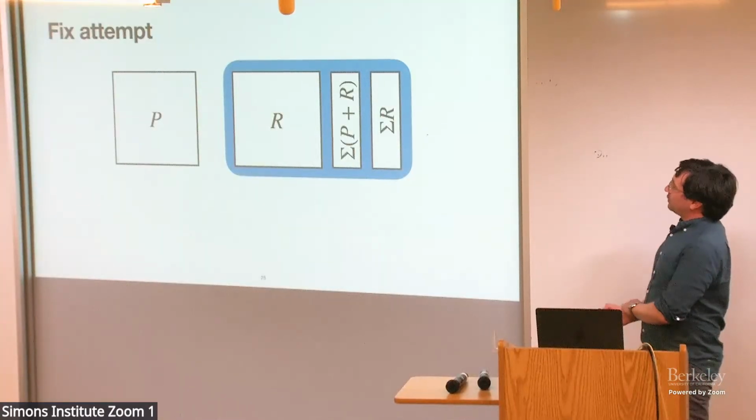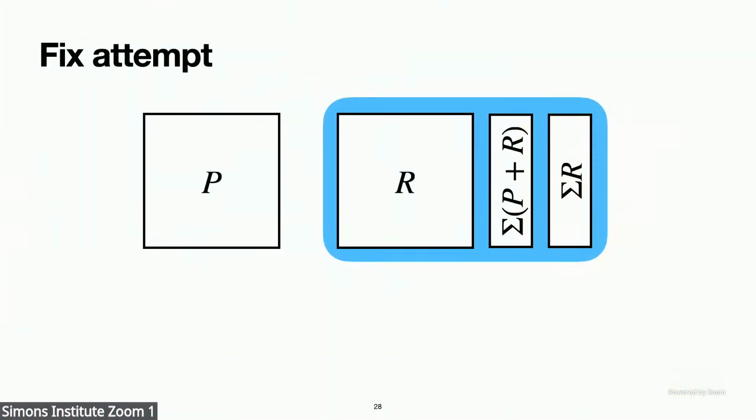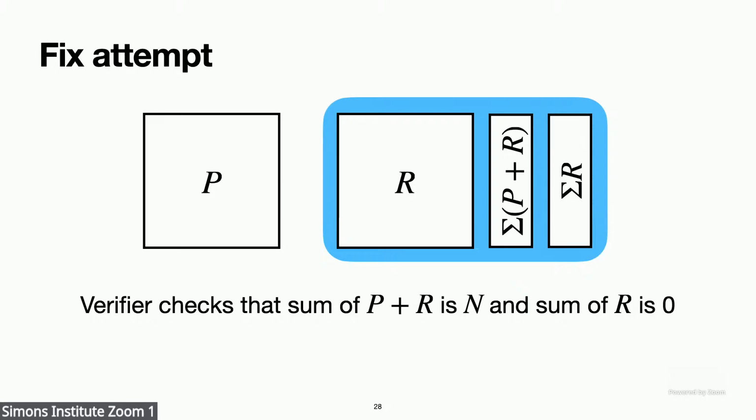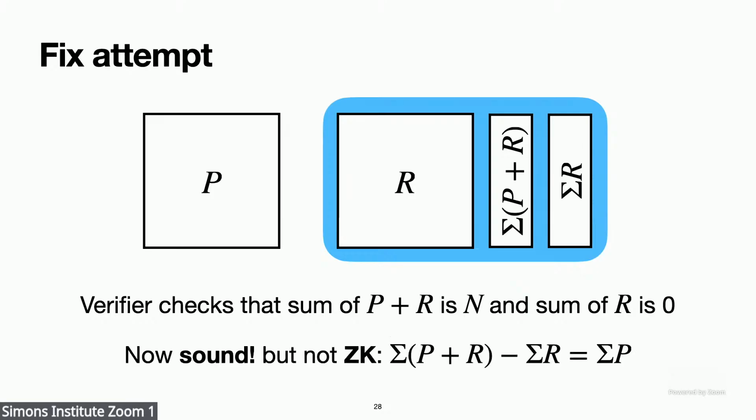One way you might try to fix that is you say, okay, well I have a way to prove that things sum to 0, right? I use sum check. And now the verifier checks that the sum of P plus R is n, the sum of R is 0. So now it is sound, but it is not zero knowledge, right? The reason is that this sigma thing is a linear function, so I can just subtract this from this, and I get back sigma p, and that was not zero knowledge. Okay, so that didn't work.